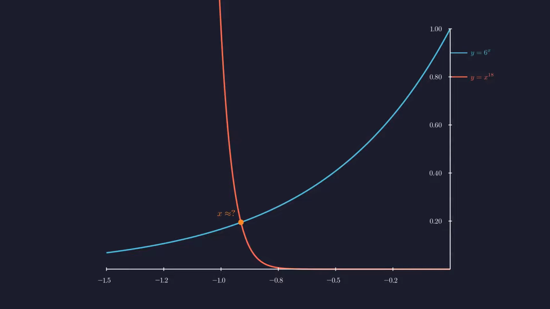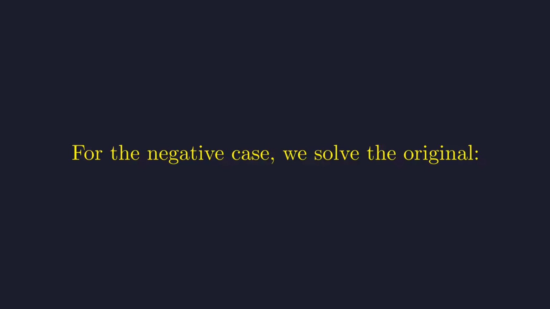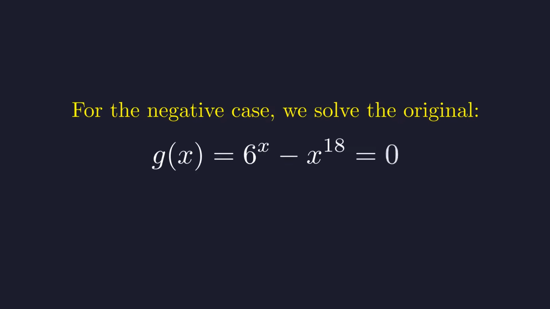For the negative solution, we go back to the original equation and use Newton-Raphson with a function that captures both sides. We define g of x as 6 to the x minus x to the 18th, looking for where this equals 0. The derivative is natural log of 6 times 6 to the x minus 18x to the 17th. Starting with negative 1, the iterations converge to negative 0.9127. After 4 iterations, we have our precise answer. So there we have it, our third and final solution, computed with mathematical precision.